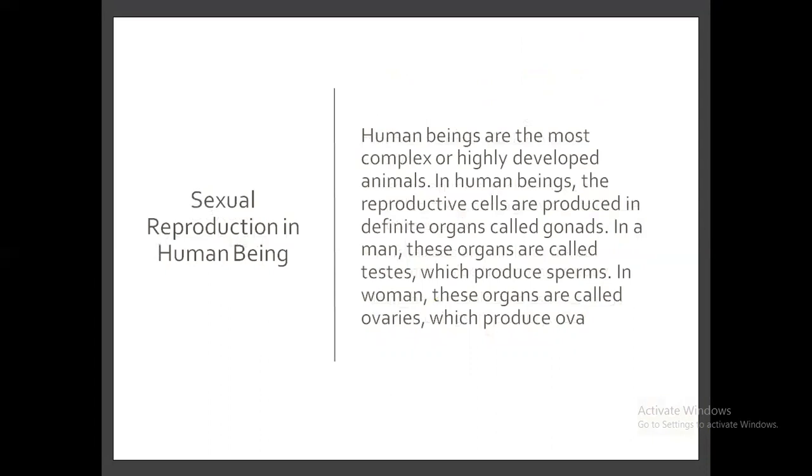Then sexual reproduction in human beings. Human beings are the most complex or highly developed animals. In human beings, the reproductive cells are produced in different organs called gonads. In a man, these organs are called testes, which produce sperms, and in women, these organs are called ovaries, which produce ova.